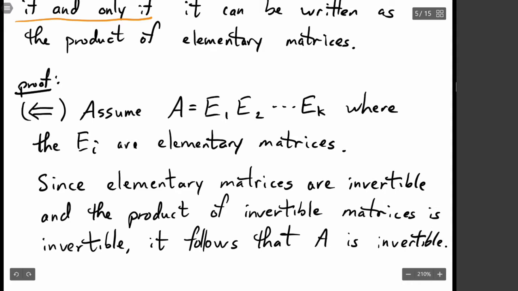Right? So again, how does this direction work? Well, we're saying, okay, A is the product of elementary matrices. So each of those E's represents an elementary matrix. Now remember, we talked about if we have two invertible matrices and we multiply them together, that product is invertible. The inverse of A times B is B inverse times A inverse. We had that theorem from before.